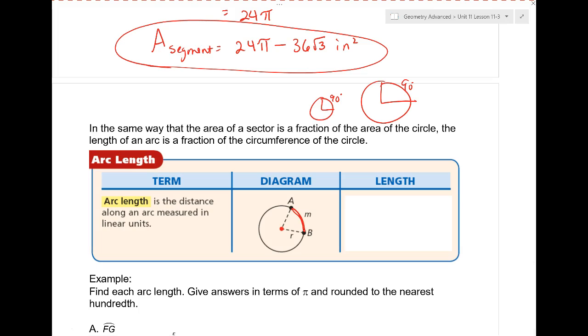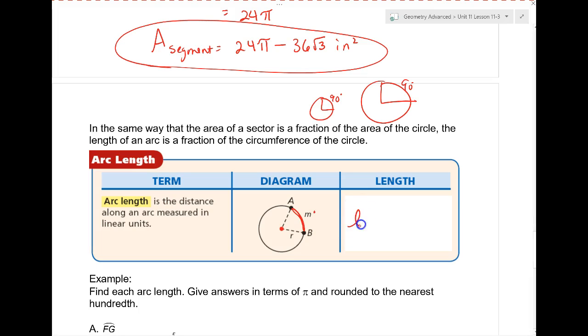Percentage of the circumference. It's going to be the fraction of the circumference. How do I get the fraction of the circumference? Can I use the degree measure or the central angle? Either way, it's the same thing, right? So I'm just doing a fraction of the circumference, exact same thing as we did for area. It's a fraction of the area. We're going to do a fraction of the circumference.